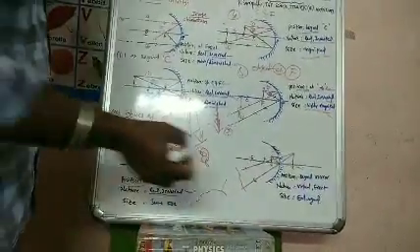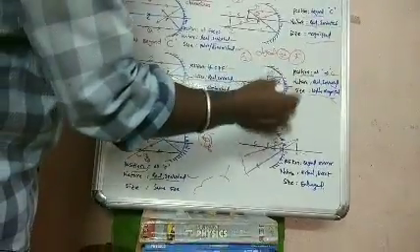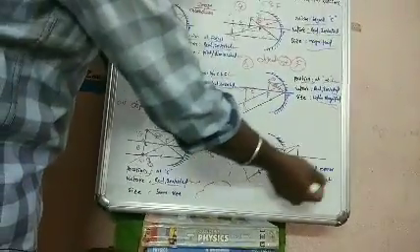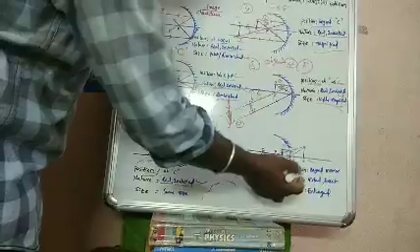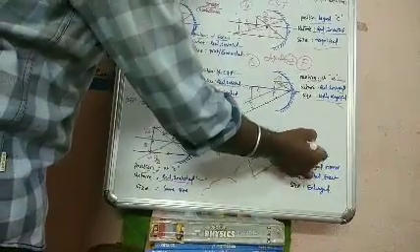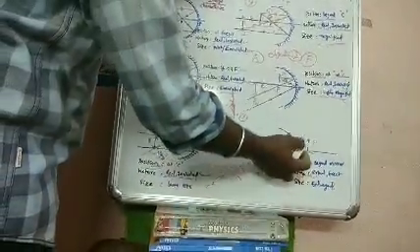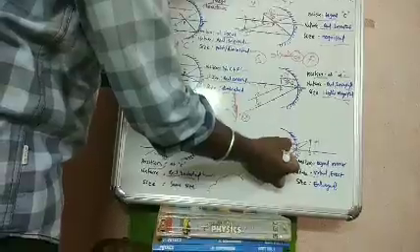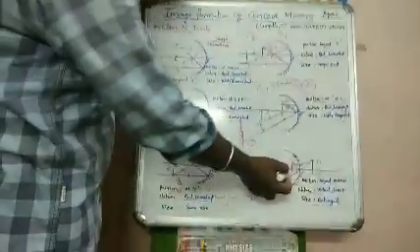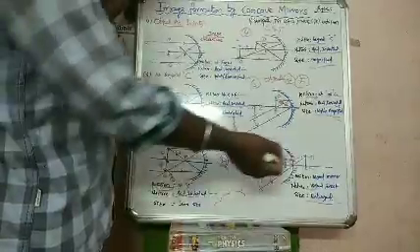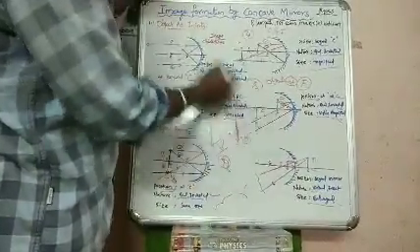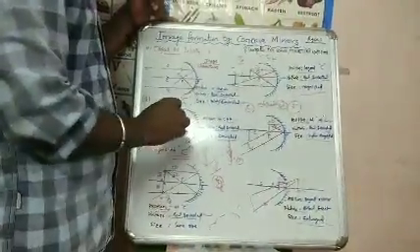Virtual image. So where is the position of the image? Behind the mirror. This virtual image is always erect, and the size of the image compared to the object is enlarged. So this is the information about image formation by concave mirrors.